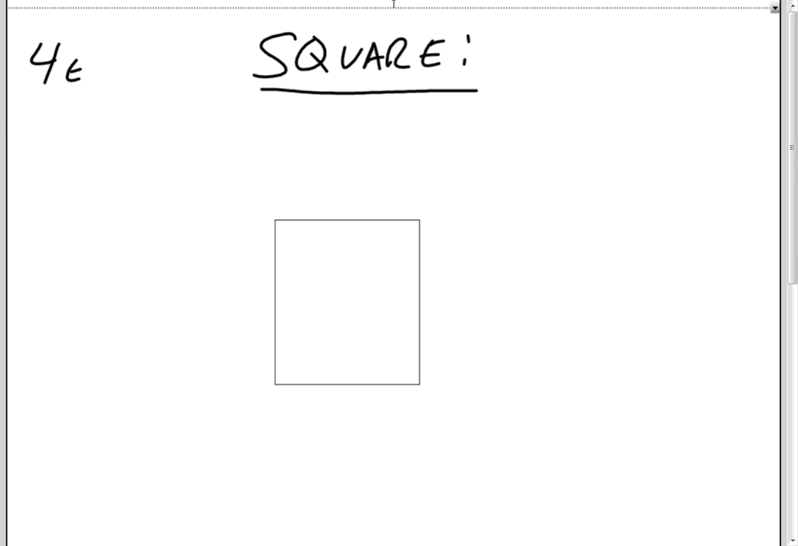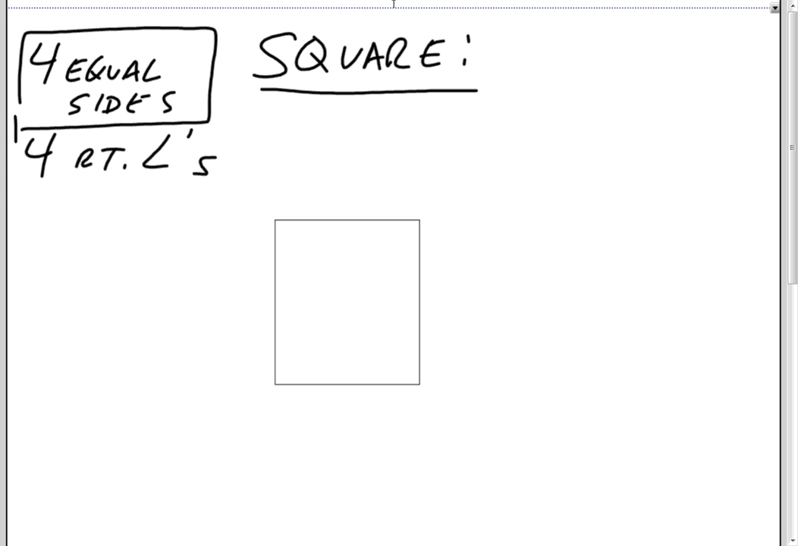I don't care how it looks. I'm saying it's a square. If it's a square, you have to think of two ideas for the definition, not just four equal sides. Four right angles. So two ideas give you the square. You can think of a square as a rectangular rhomboid or a rhomboidal rectangle. It's a rectangle and a rhombus at the same time.